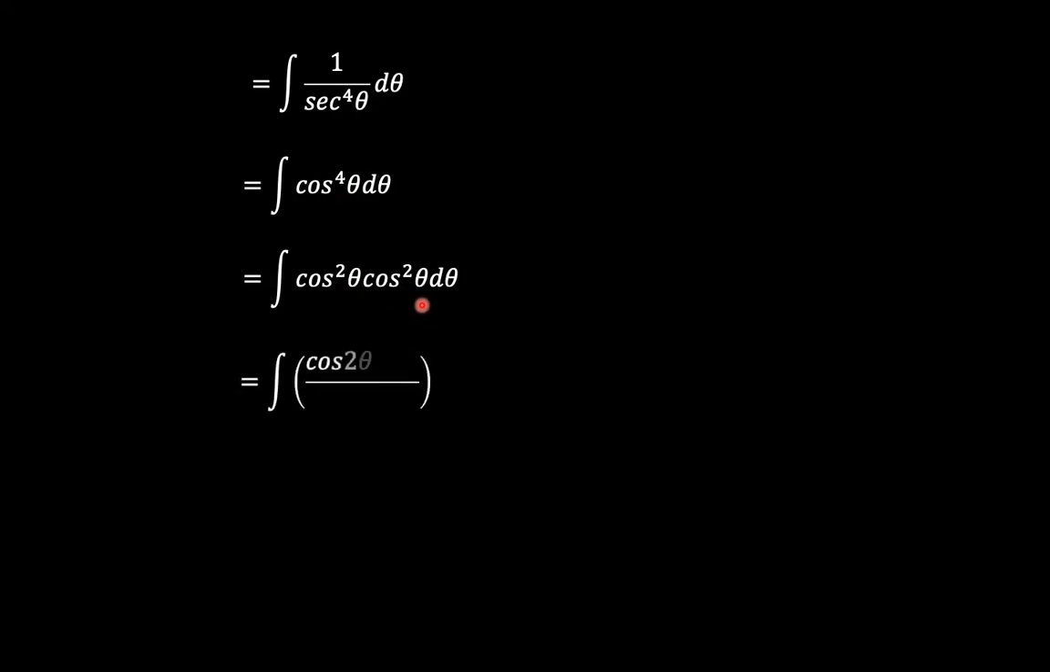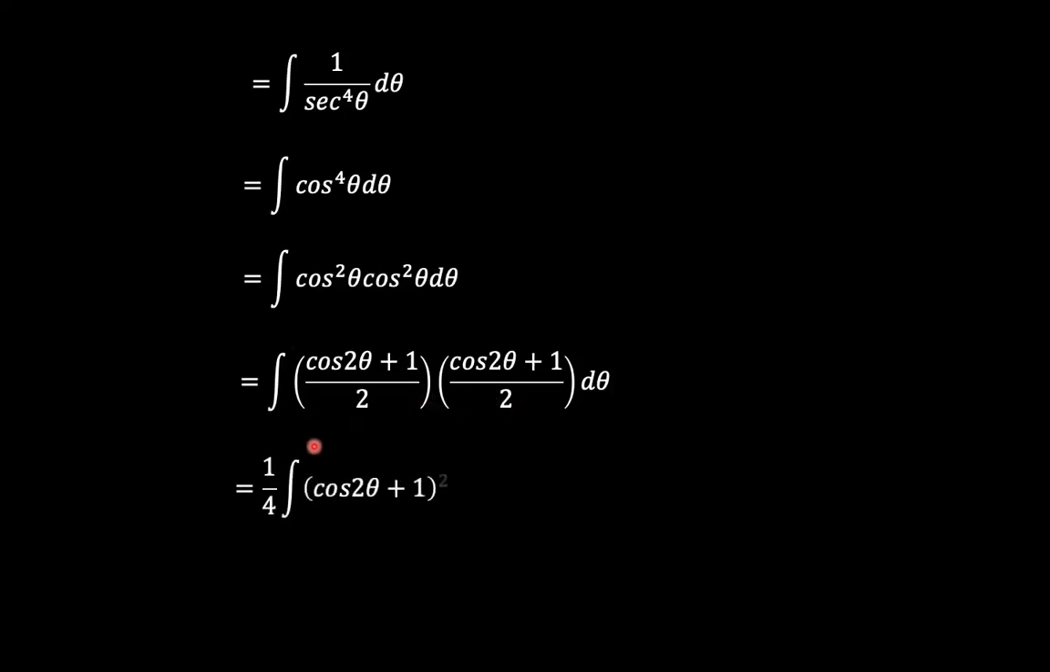The reciprocal of sec to the power 4 theta is cosine to the power 4 theta. I would like to split it into cos squared theta times cos squared theta. That means that in place of cos squared theta, we have (cosine 2 theta plus 1) over 2, and so we square that. The denominator becomes 4, so we have 1 over 4 as a constant outside, and we have (cosine 2 theta plus 1) squared.